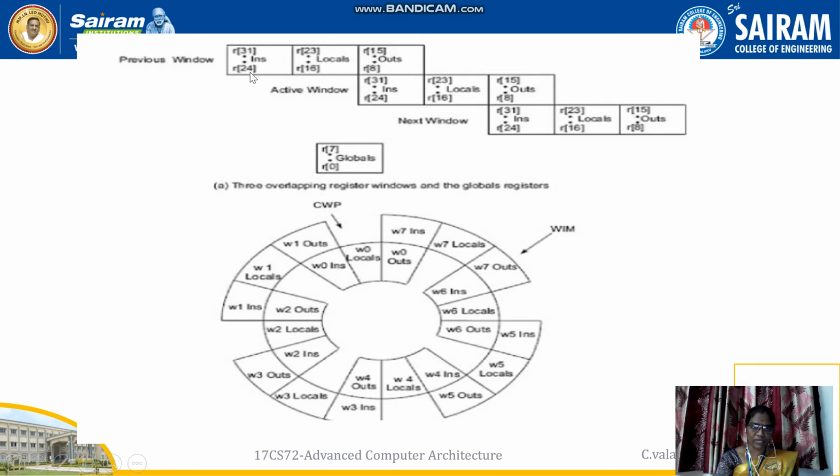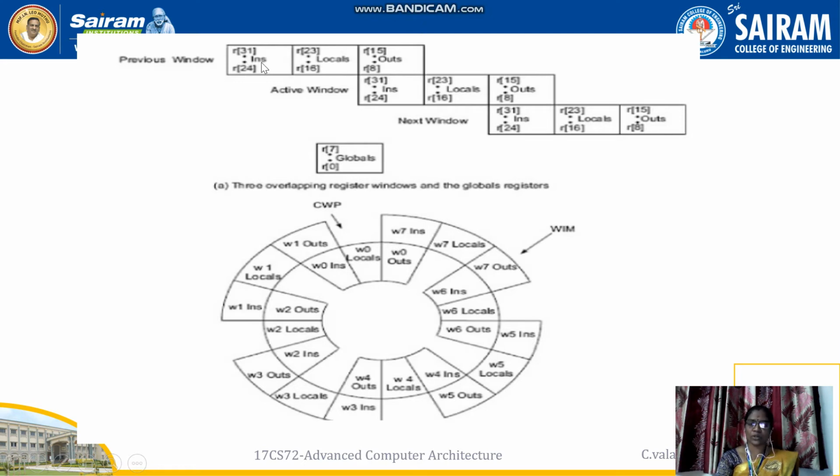it ends before 24. Then if we count reversely, R23 to R16 are called locals. Then R15 to R8 are considered as outs. Or else, if you want to traverse in the forward direction, I'm repeating again, R8 to R15 are called out registers, and R16 to R23 are called local registers. Then R24 to R31 are called ins registers.